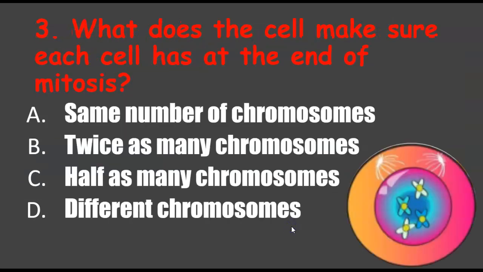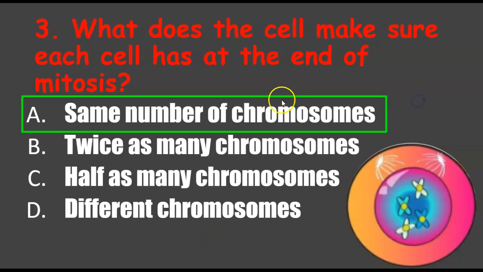All right, what does the cell make sure each cell has at the end of mitosis? So when it goes to start, what does it make sure each one has at the end? Same number of chromosomes, twice as many chromosomes, half as many chromosomes, or different chromosomes. Well, what it starts with, it wants to end with. So it wants to end with the same number of chromosomes that it started with in the beginning before it doubled itself so that it could split apart to have the same number.